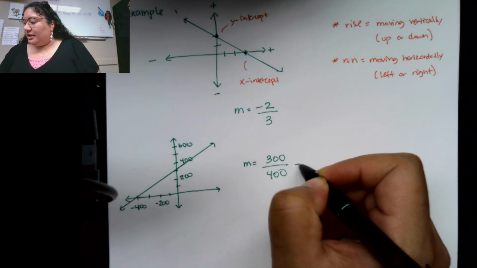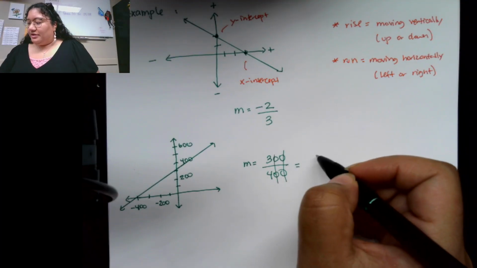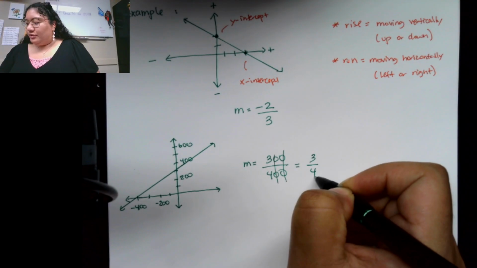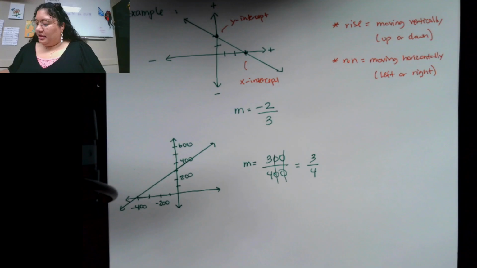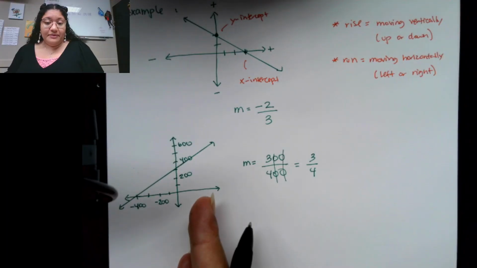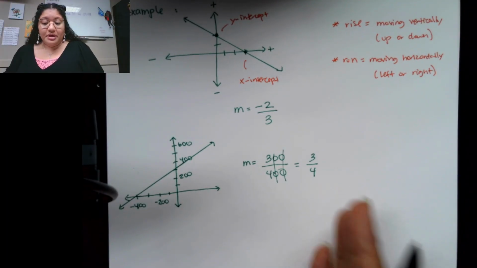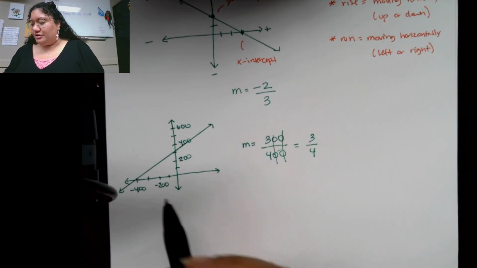Okay. Can I simplify this? Yes. These zeros cancel, these zeros cancel. So I get 3 over 4. Okay. Now, obviously that's when you have a visual graph. This is how you would solve for the slope. Now, if you have 2 points, how do you solve for slope?